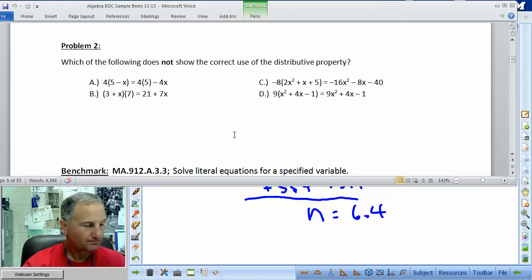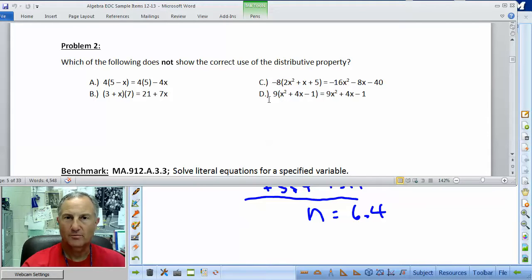Problem 2. Which of the following does not show the correct use of distributive property? Well, let's see here. Distributive property. 4 times 5, 4 times minus x. Yeah, that's good. 7 times 3 is 21. 7 times x is 7x. That's good. 8 times 2x squared would be negative 16x squared. That's good. Negative 8x. That's good.